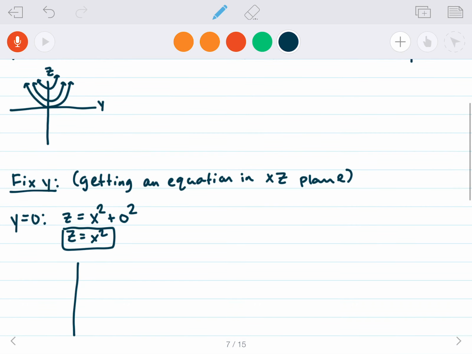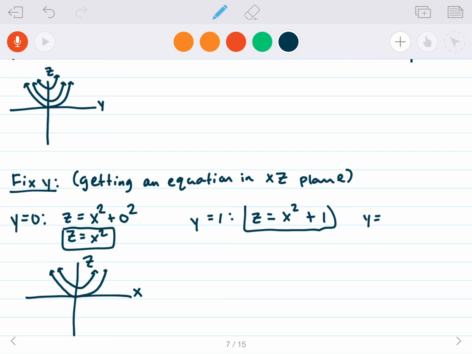So this time I am graphing from a different perspective. I'm now looking at the XZ plane. All right, so here is my first parabola right there. And we're going to get a similar story for the other ones. When y equals 1, we get z is equal to x squared plus 1. And when y equals 2, we get z is equal to x squared plus 2 squared, which is plus 4.